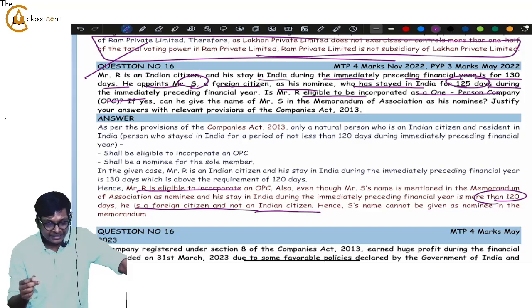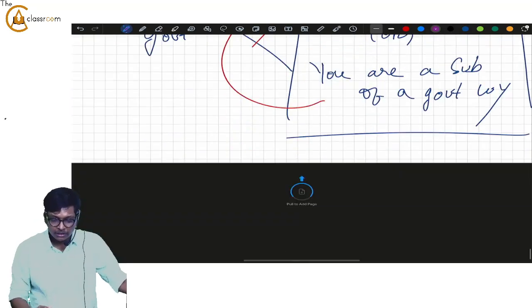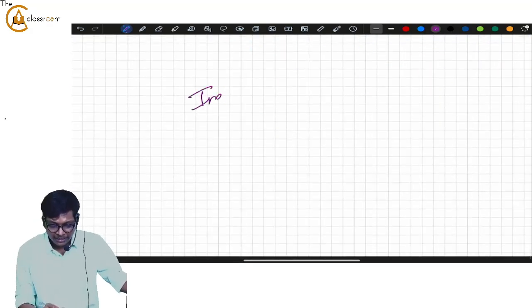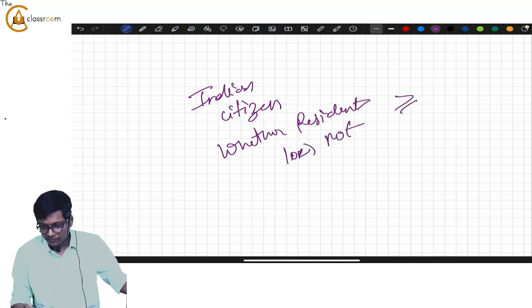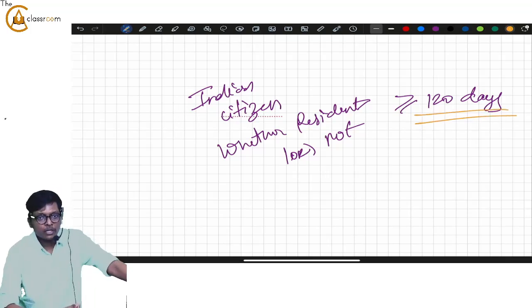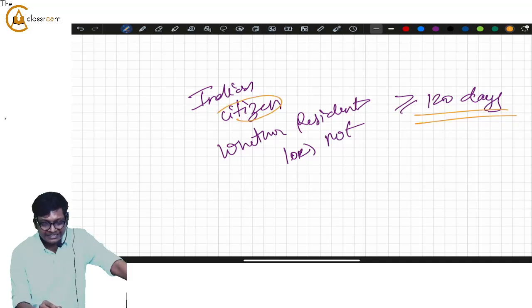If you look at the provision, it says the member should be an Indian citizen, whether resident or not, who has stayed for 120 days or more. Are you following, guys? What is the difference between citizen and resident?